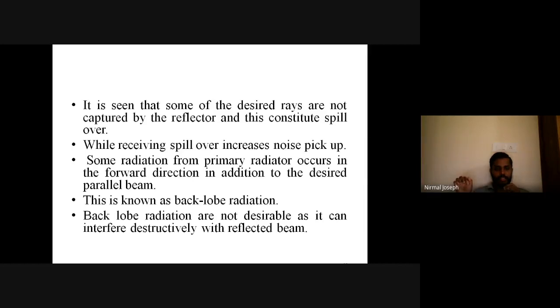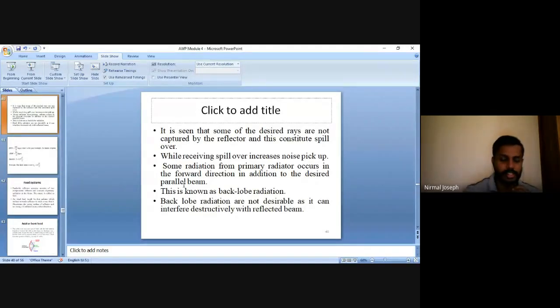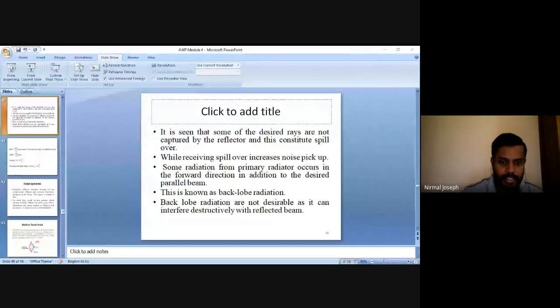Back lobe radiations are not desirable, as they can interfere destructively with the reflected beam. That is the main thing. The reflection will cause a phase difference, so the reflected wave will have a phase difference. Back lobe radiations are not reflected. They come directly from the primary radiator or the point source.